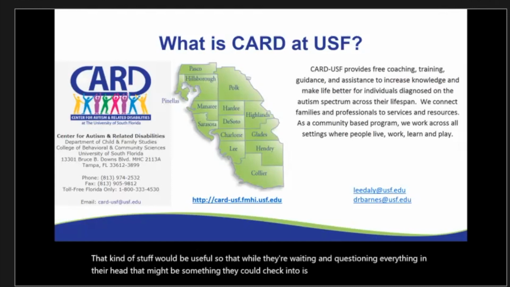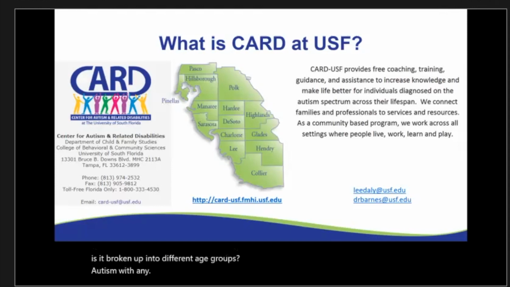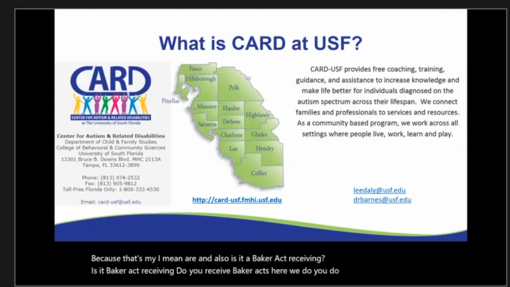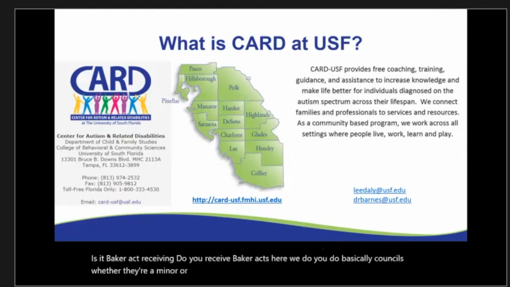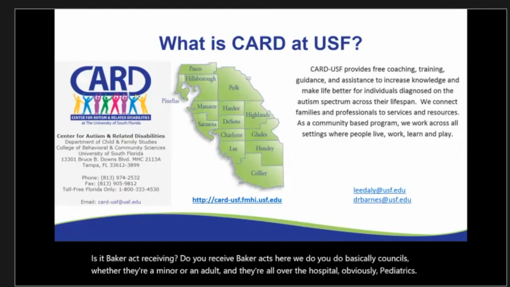Is yours all adults, or is it broken up into different age groups, David? Well, it's any patient with autism, whether it's ADHD, minor or adult. Okay, wow. So you have a specific unit just for autism? Not necessarily. And also, is it a Baker Act receiving unit? Do you receive Baker Acts here? We do. Basically, it's consults, whether they're a minor or an adult, and they're all over the hospital, obviously, including pediatrics. We'll go and actually consult them.